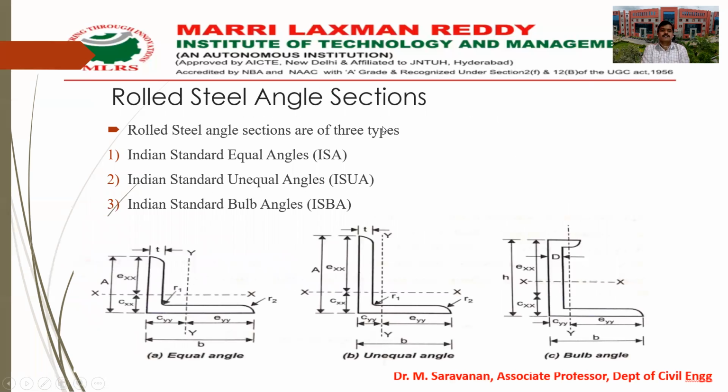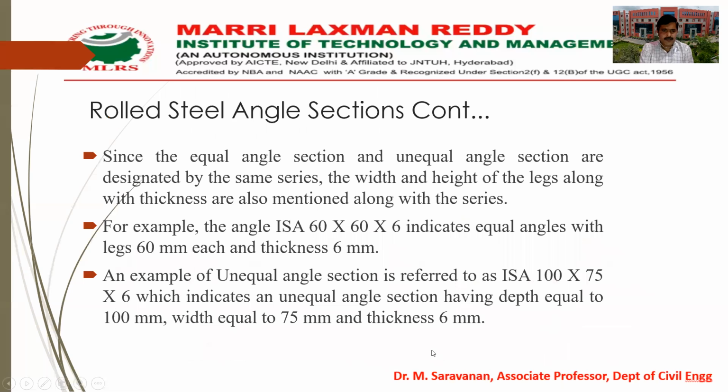And rolled steel angle sections. Rolled steel angle sections are of 3 types: Indian Standard equal angles, Indian Standard unequal angles, and Indian Standard bulb angles. So here in the image you can see, equal angle means both legs are of equal dimensions, unequal means different dimensions, and a bulb angle is like this.